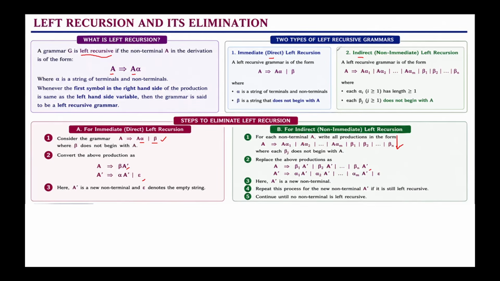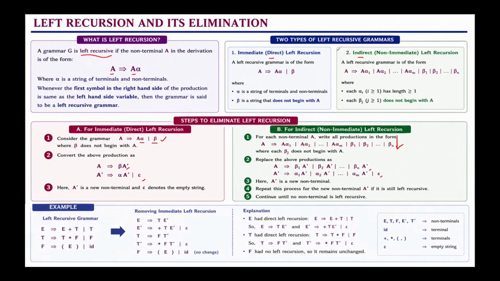Same here also. A dash tends to alpha 1 A dash, alpha 2 A dash, and up to alpha m A dash or epsilon. Don't forget to include the epsilon production to A dash. Again, A dash is also a non-terminal. Repeat this process for the new non-terminal A dash. If it's still recursive, we need to repeat this until the recursion goes out of it.